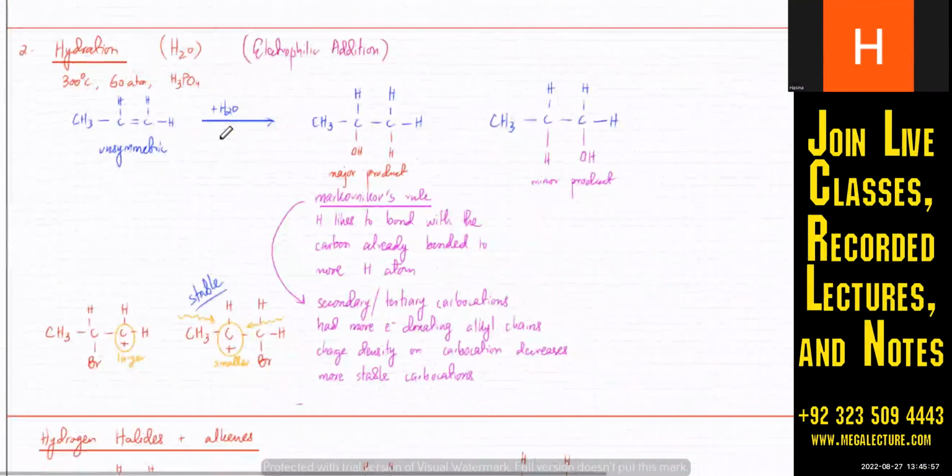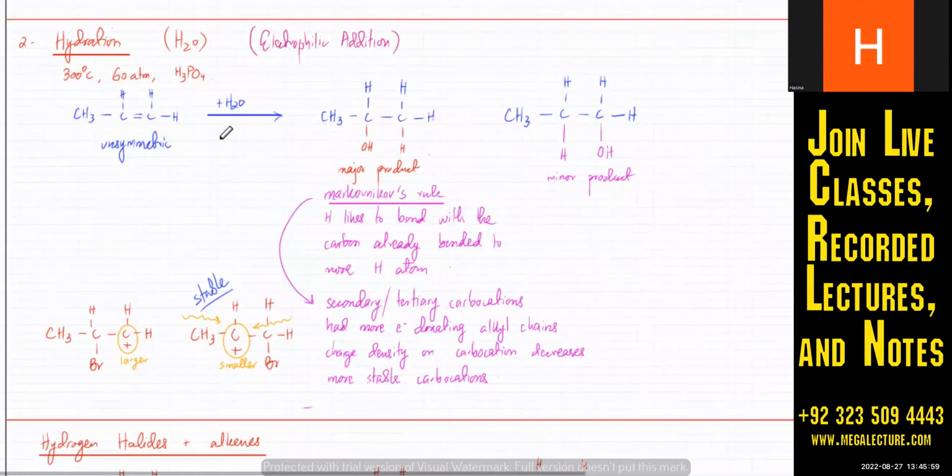So you had Markovnikov's rule, where you had a major product and a minor product. The rule was that the H likes to bond with the carbon that is already bonded to more H atoms. This carbon was bonded to two H atoms, while this carbon was directly bonded to just one hydrogen atom. So the major product is that the H will bond with this carbon atom, and it does not like to bond with the other carbon atom. Is that clear?